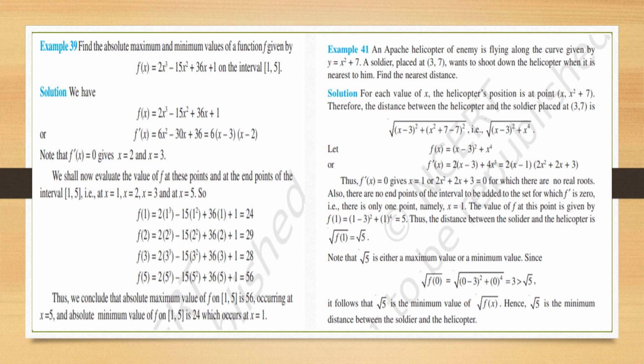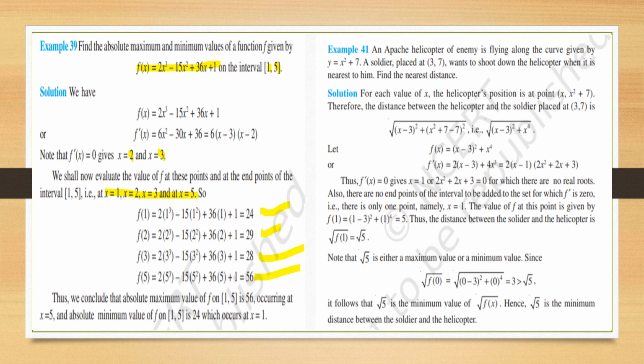Now we should evaluate the value at these points. Where to evaluate? At these two critical points, that is at 2 and 3, and also at the end points of this interval. Whom should I evaluate? Not f dash x but f(x). So I'll calculate at x equal to 1, 2, 3 and 5, the critical points and the endpoints. f of 1 I'll get 24, f of 2 I'll get 29, f of 3 I'll get 28, f of 5 I'll get 56.